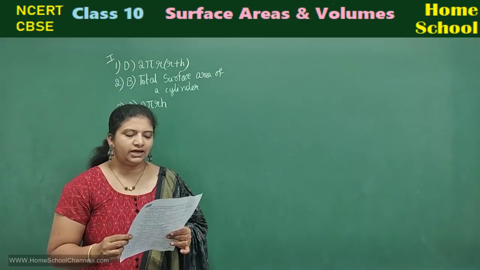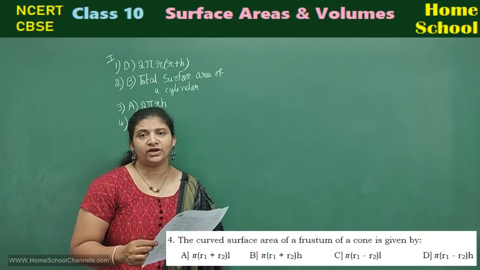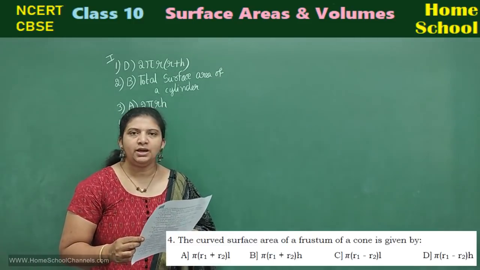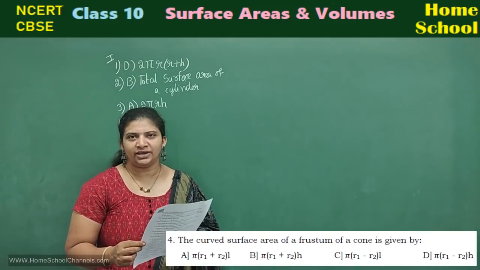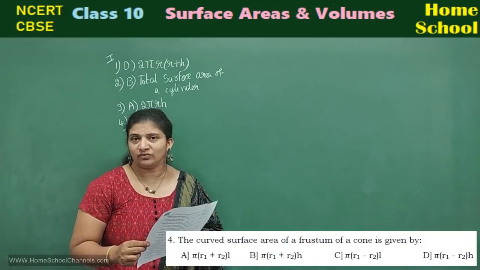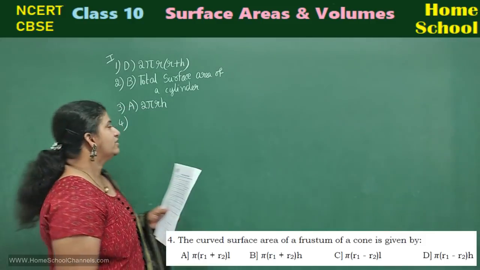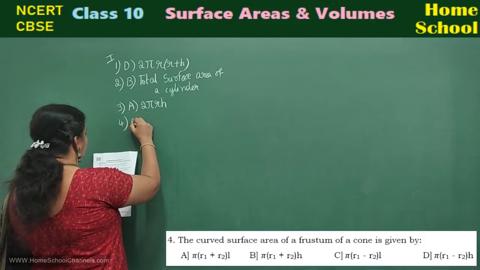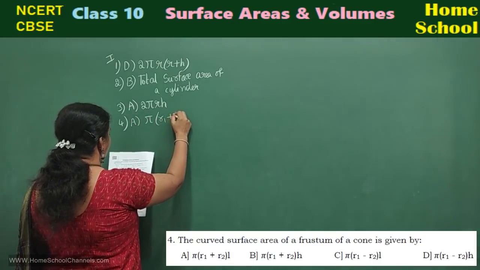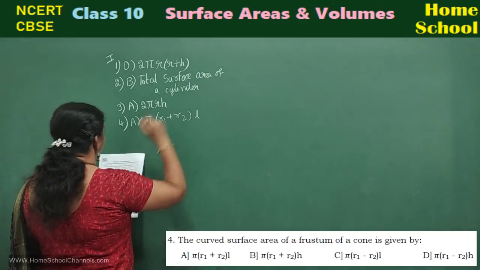Fourth one. The curved surface area of a frustum of a cone is given by. See the options. Option A, pi into R1 plus R2 into L. Is it right? Yes, this is the answer. And no need of going with other 3 options. So your answer is option A, pi into R1 plus R2 into L.